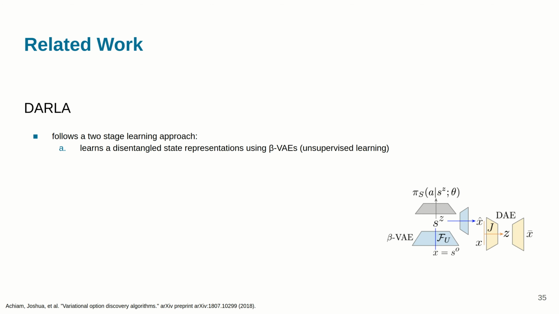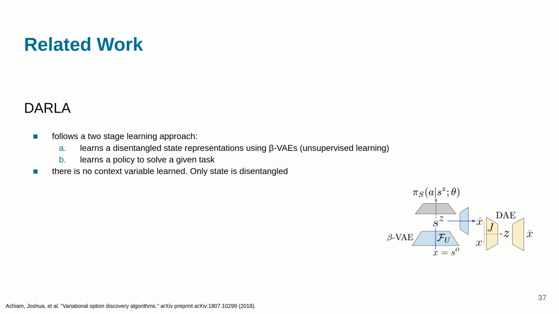Another work that tries to design an agent that generalizes into new contexts is Darla, which uses an agent that has a pre-trained representation network that incorporates disentangled state representation into the model, which is trained using a beta VAE, and further uses this pre-trained model to learn the policy.